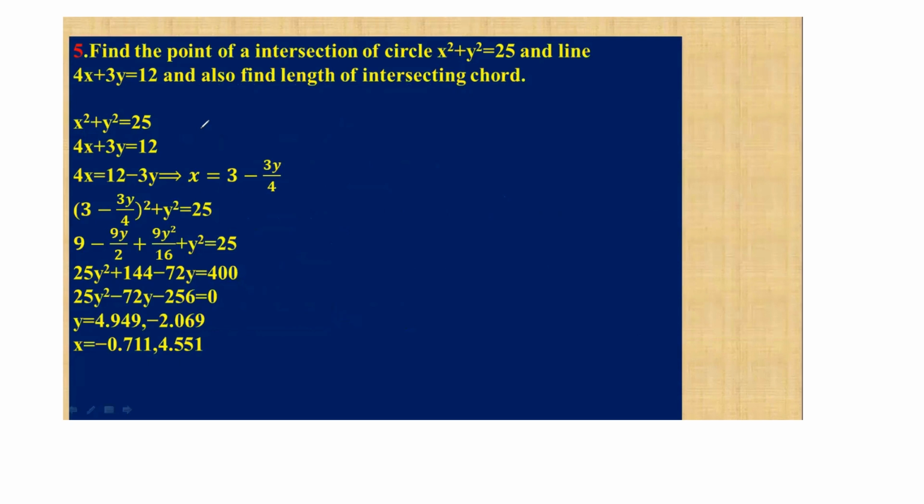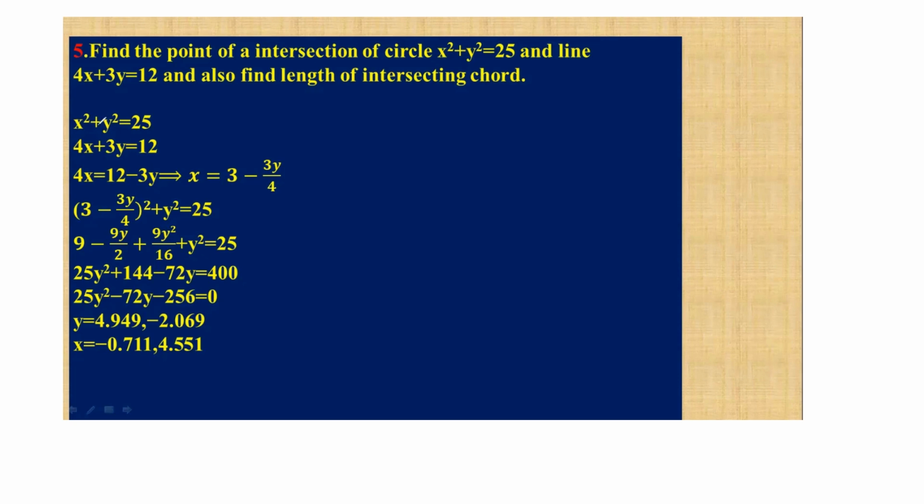Question number 5. Find the point of intersection of a circle, which is x squared plus y squared equals 25, and the line 4x plus 3y equals 12. And find the length of the intersecting chord. The question is to calculate the points of intersection of a circle and a line, as well as the length of a chord.